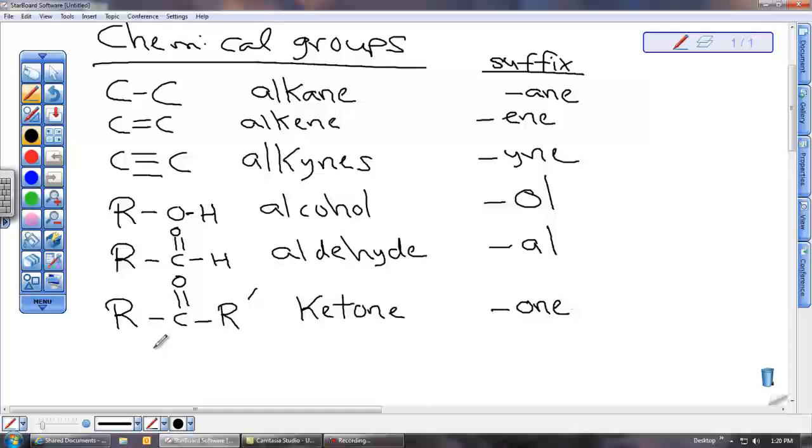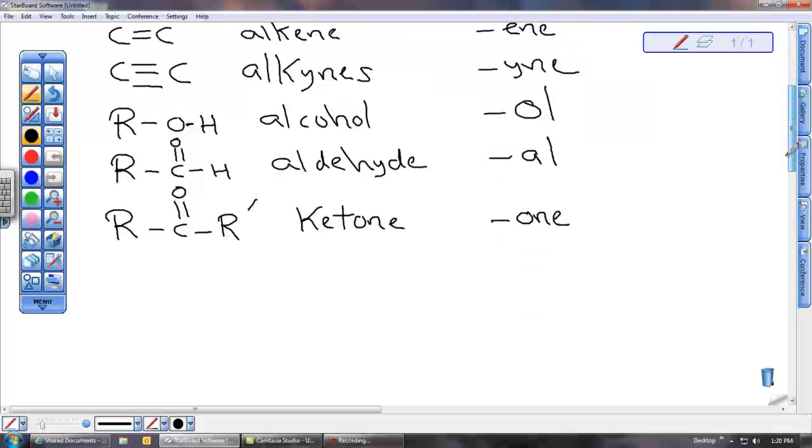We have carboxylic acids. Let me create some more space here. Carboxylic acids have the following chemical group. This portion here is the acid portion. Carboxylic acid. This is generic. So let me write that down.